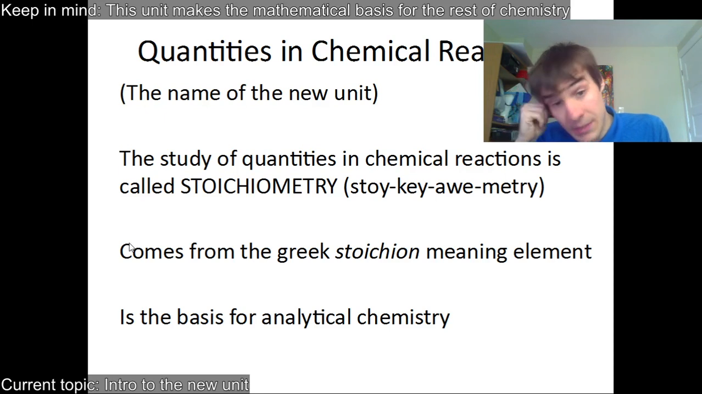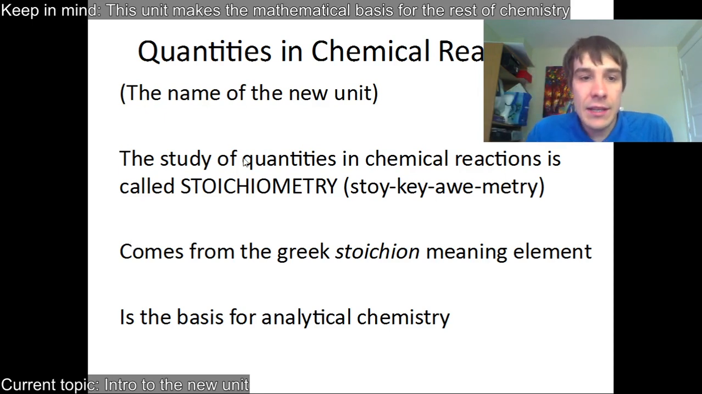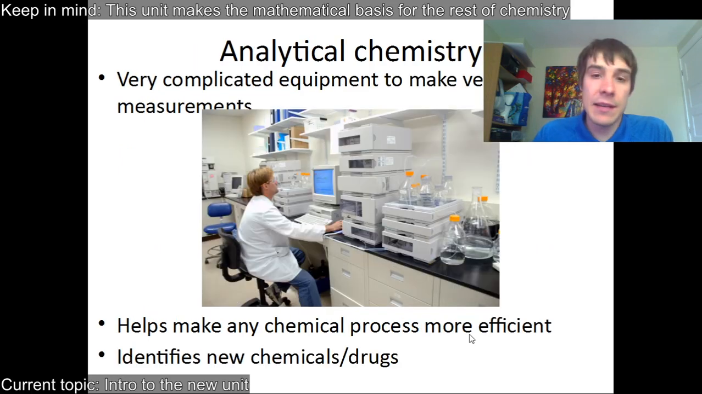So this is the new unit. It's called Quantities in Chemical Reactions. It's also sometimes called stoichiometry, so the study of quantities and masses in chemical reactions. Stoichiometry comes from stoichion, which means element, so it's really just kind of measuring elements. It's the basis for a field called analytical chemistry, and analytical chemistry is a very important field of work. It takes very, very precise measurements so that you can tell exactly how much of something you're going to need to get a reaction.